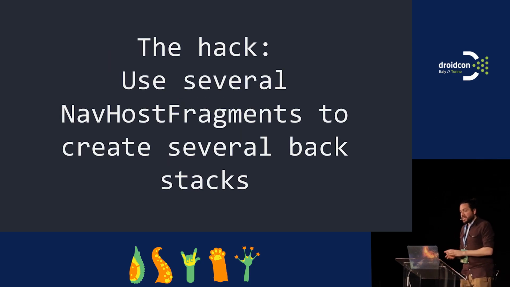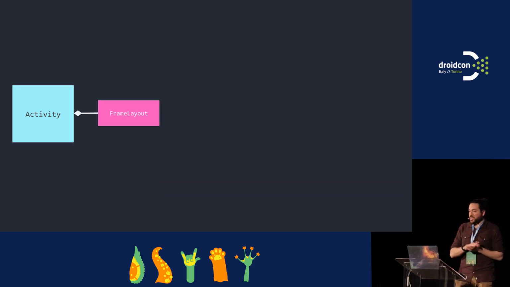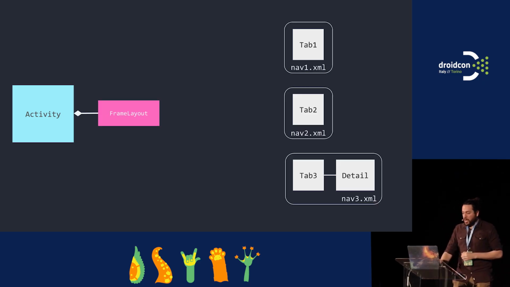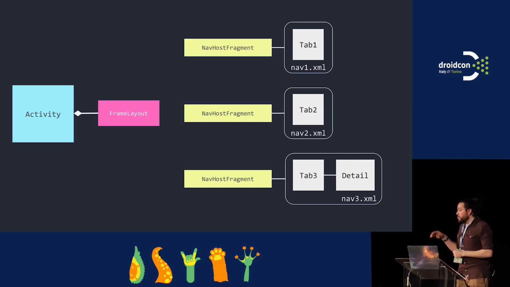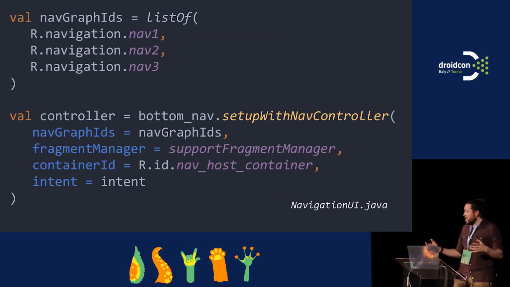Okay, so the hack is actually to use several nav host fragments to create several backstacks. If we take again this schema, on our activity we will have a frame layout that will be the anchor of our tab navigation. We will split the nav graph, so for each tab you will have a separate navigation graph file. And each tab will be bound to a specific instance of nav host fragment. And then the frame layout will attach or detach the nav host fragment you want to display. And this way, you have different backstacks. That's a hack, but it's working correctly.